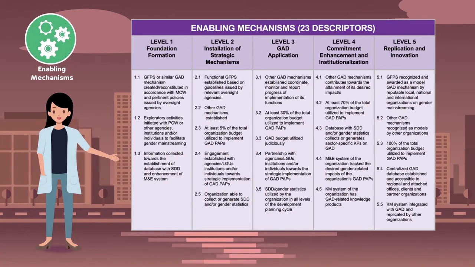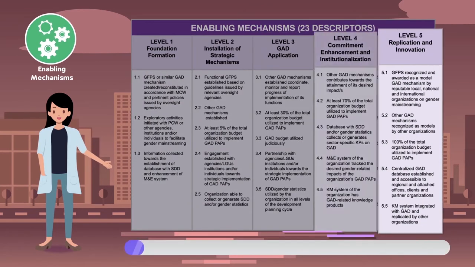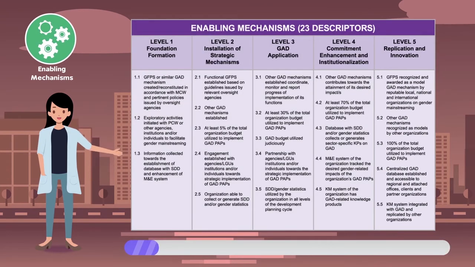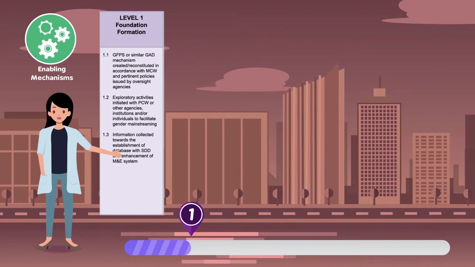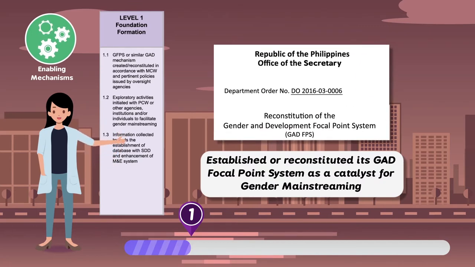The Enabling Mechanism Descriptor Matrix tracks the organization's progress in ensuring that mechanisms to mainstream the gender perspective are established and fully functional. At level 1, the organization has established or reconstituted its GFPS as a catalyst for gender mainstreaming. It is also at this level where the organization conducts exploratory engagements with GAD-related institutions and experts.